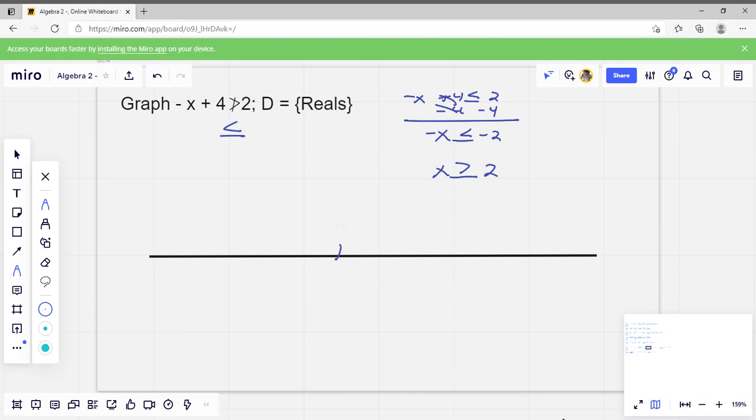So I'm going to say 0, 1, 2, 3, 4. Our reals right there, you know what that means. That means we can draw a line. All right, and so we've got 2, and it's greater than or equal to. That means that we can fill the circle in, and then we just run it that way. Greater than or equal to 2.